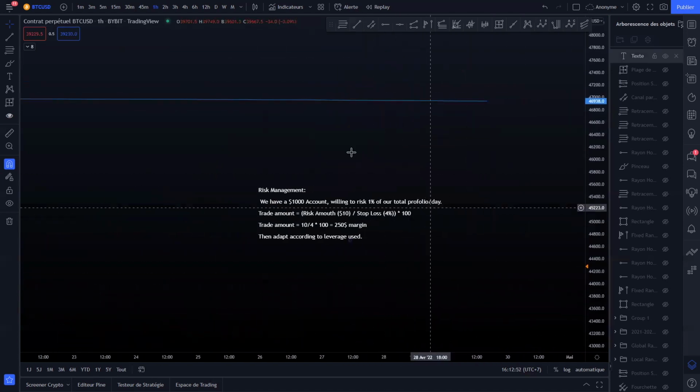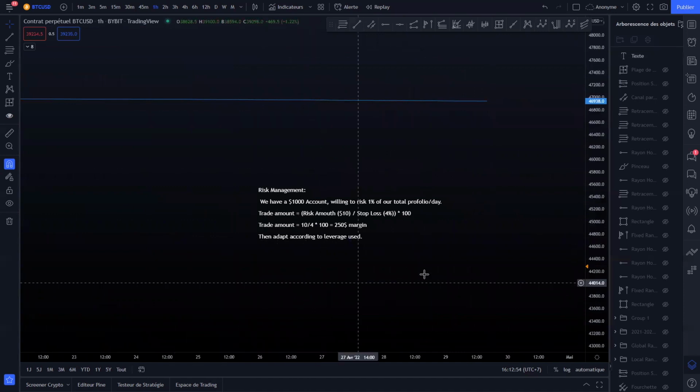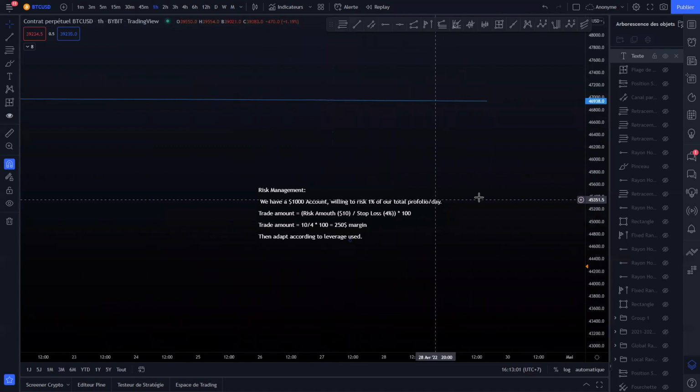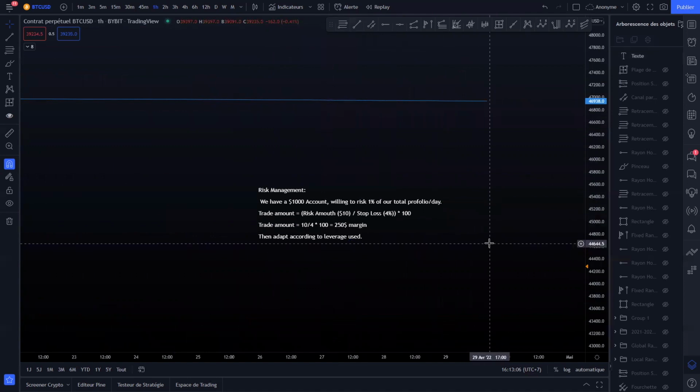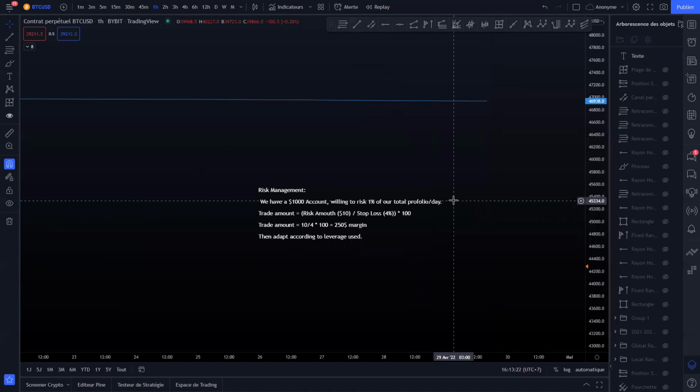By the way, remember we only trade paper money. Okay. NFA, do your own research. For example, we have a $1,000 account. Each time you have a trade open, you are willing to lose 1% of your overall portfolio. So how can we find our trading amount based on that risk?